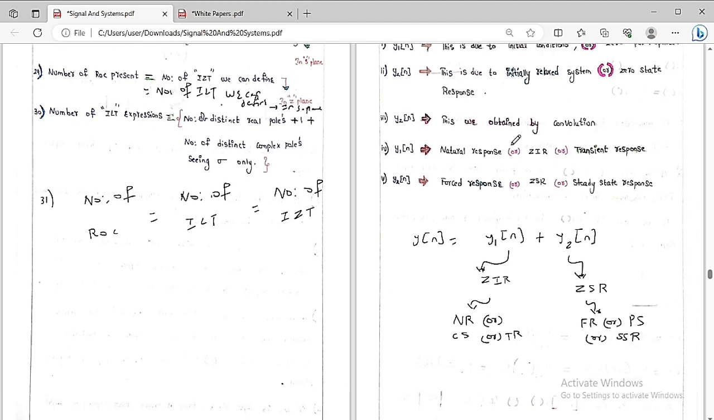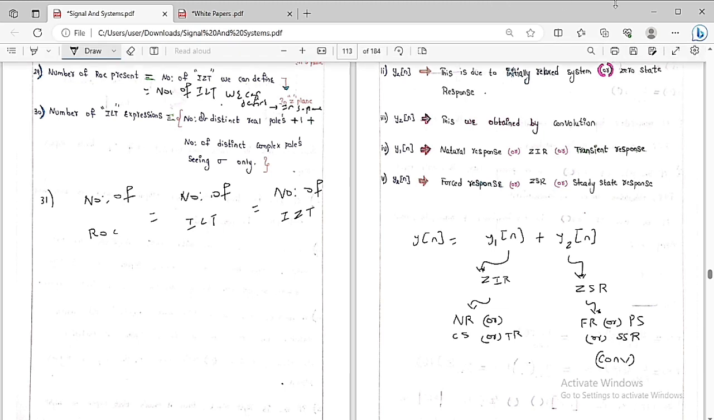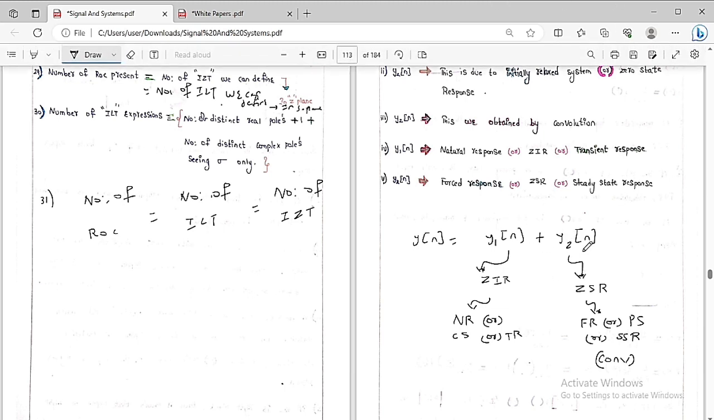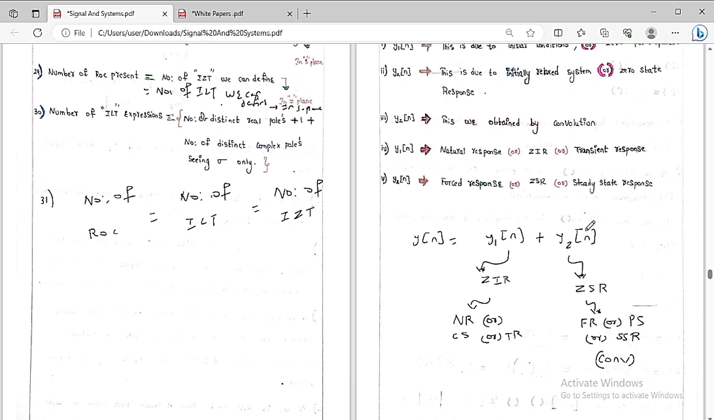So this y2 of n we are going to get with the help of convolution. Basically, whatever the steady state response is, we can get it by using different techniques. One of the methods is the convolution method. With the help of this method also, we can get back the zero state response, or the steady state response.